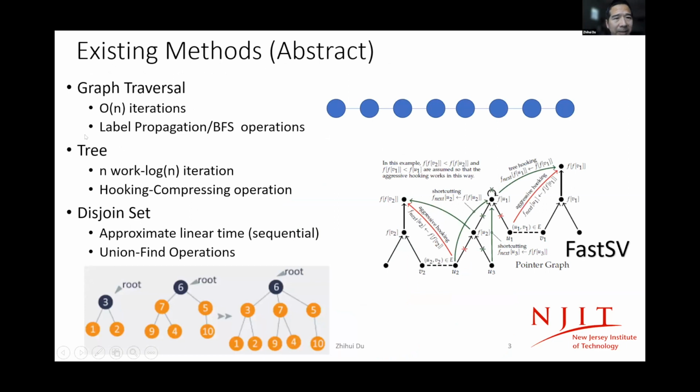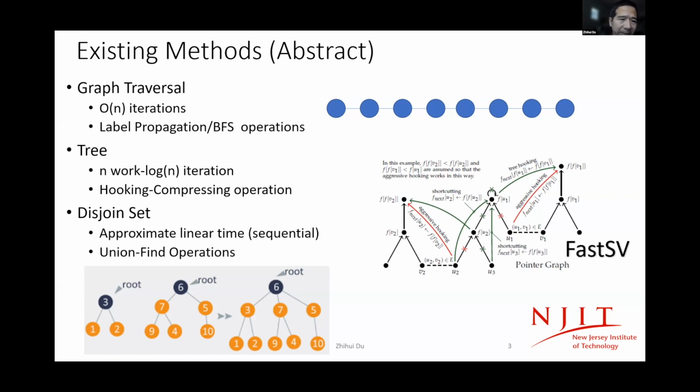For the existing connected components algorithms, I divide them into three methods. The first is based on graph traversal. For example, label propagation or BFS-based methods can have very good performance when the graph diameter is very small. But for a very large graph diameter, the performance is often very bad.